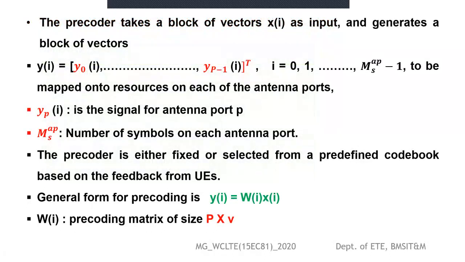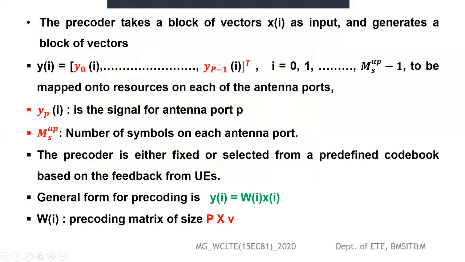So I said the precoder takes the block of vectors, meaning the output of the layer mapping unit, x of i, as input and generates the block of vectors. The output of the precoder will be written as y of i, which is equal to y0 of i and so on up to y(P minus 1) of i, transpose.